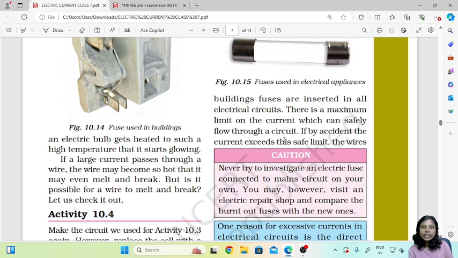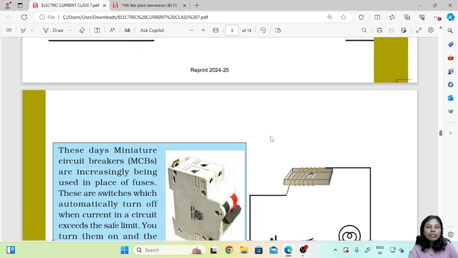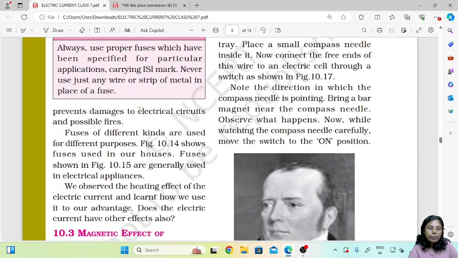So what does it basically mean when we say the fuse went off? That the wire inside has broken off due to extra load. Because that fuse has a certain limit, we have to use it within that limit. The minute the load increases, that wire breaks off or melts off. That time we say that the fuse has gone. If by accident the current exceeds the safe limit, the wires may become overheated and may cause fire. If a proper fuse is there in the circuit, it will blow off and break the circuit. The fuse is thus a safety device which prevents damage to electrical circuits and possible fires.